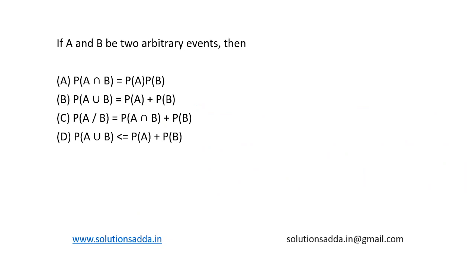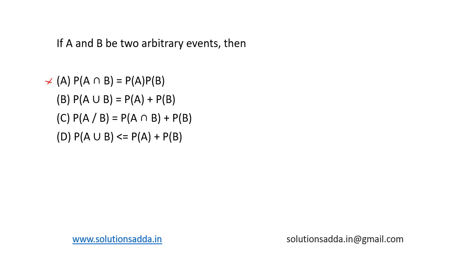This is a question from engineering mathematics. If A and B are two arbitrary events, then option A, probability of A intersection B is equal to probability of A into probability of B. This is true only when events A and B are independent. So no such criteria is mentioned. So this cannot be the right answer every time. So A is not correct.